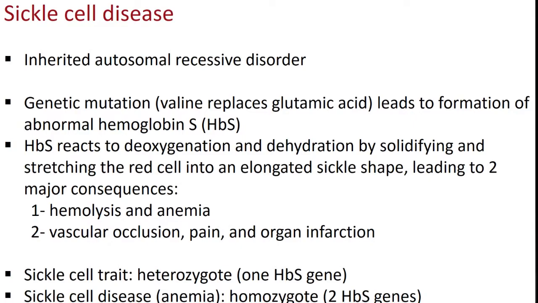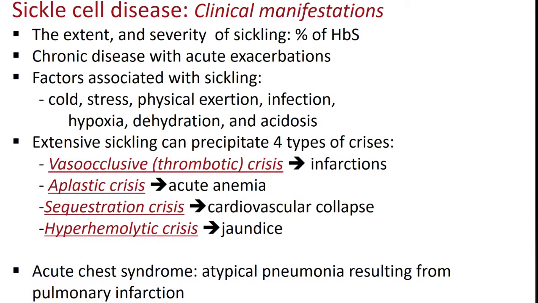Clinical manifestations: again, the extent and severity of sickling will depend on the percentage of hemoglobin S, how much hemoglobin S you have inside your blood, and it's usually a chronic disease with acute exacerbations. What can trigger sickling? Cold, stress, physical exertion, infection, hypoxia, dehydration, acidosis. All these can trigger sickling.